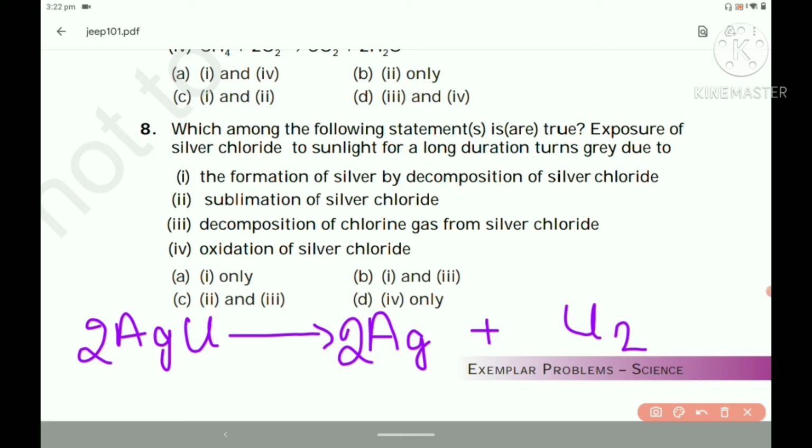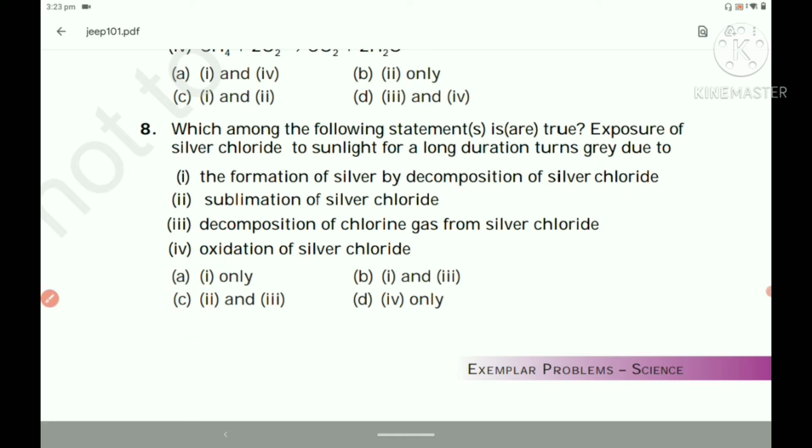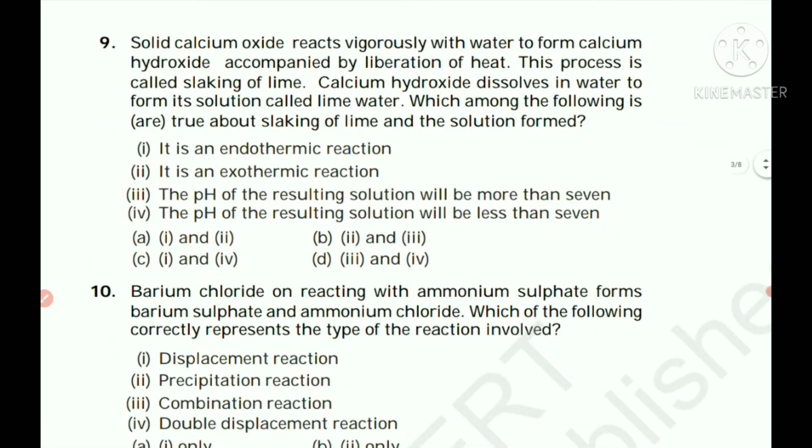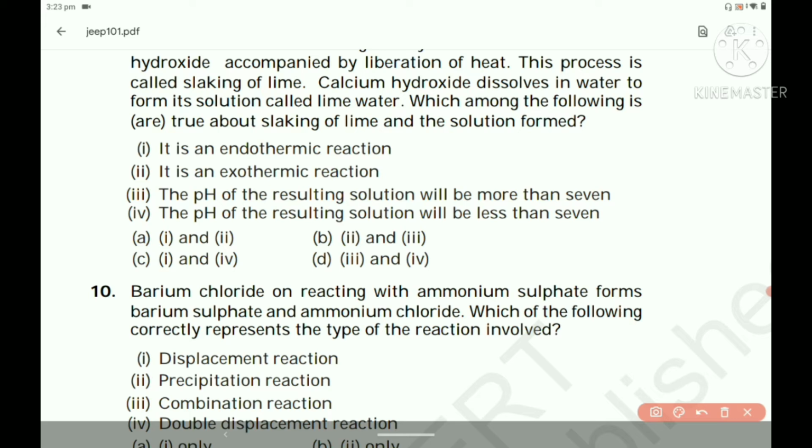So the formation of silver by decomposition, right? This is silver, gray color. The sublimation or decomposition of chlorine gas or oxidation of silver chloride, nothing of these is happening. Oxidation, there's no talk about that. Decomposition of chlorine gas, no. Sublimation, not at all. So first, only one. Okay, next, ninth.